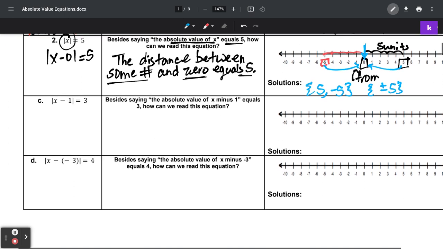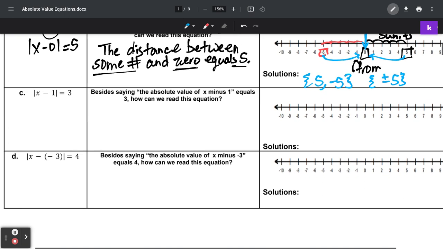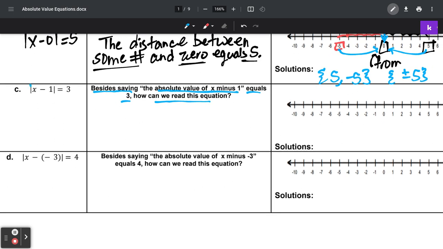All right, let's take a look at C. C is a little different. C says the absolute value of x minus 1 equals 3. Okay, but I don't want to read it that way. How can we read this equation besides saying the absolute value of x minus 1 equals 3? Well, I told you whenever you see absolute value bars in there, you start your sentence off with the distance. The distance between what?